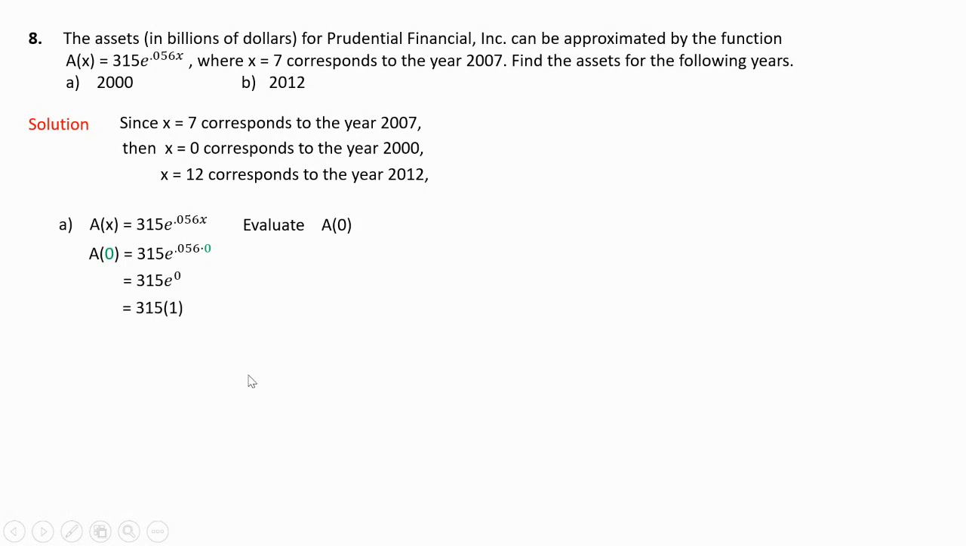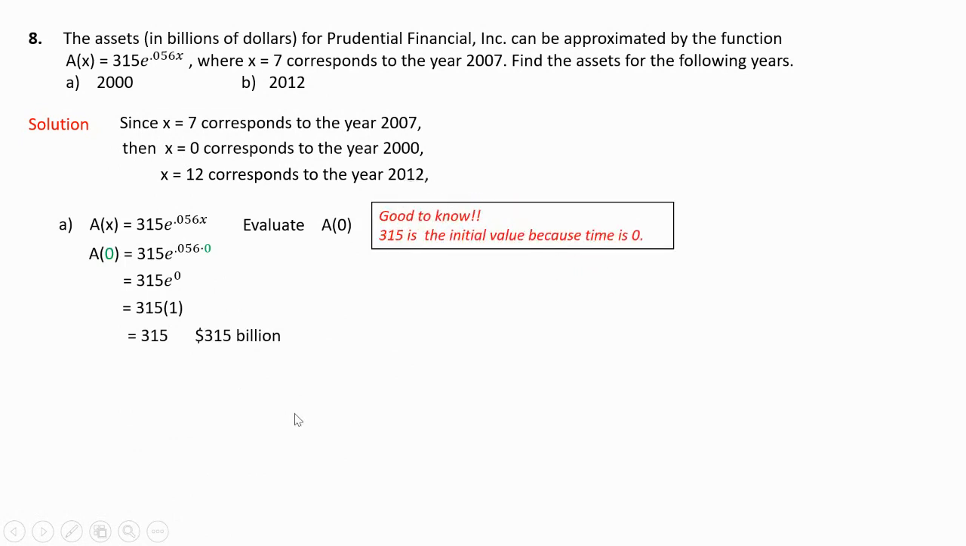So the answer will just be 315 times 1. The answer is 315. For part B, this is good to know, that 315 is the initial value because time is equal to 0. So it's always wise to know that before the time begins. That'll be the initial value.